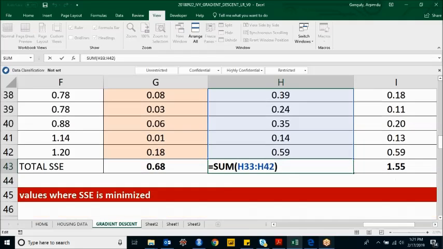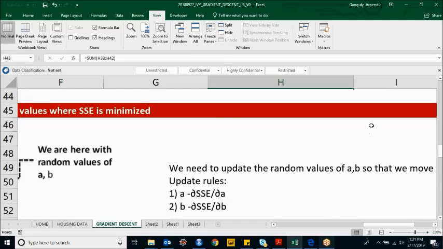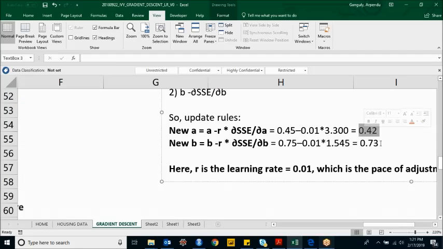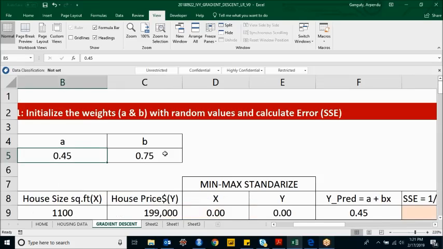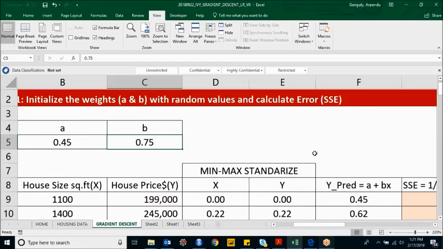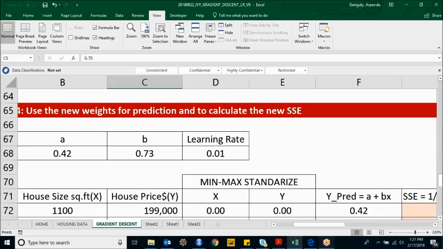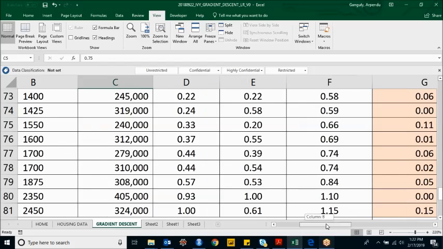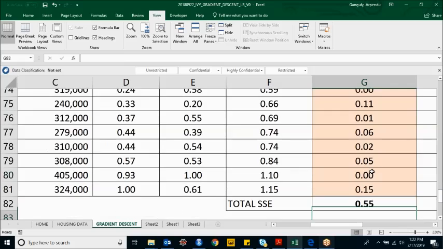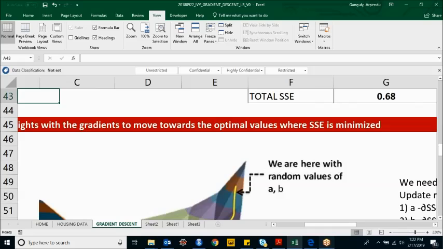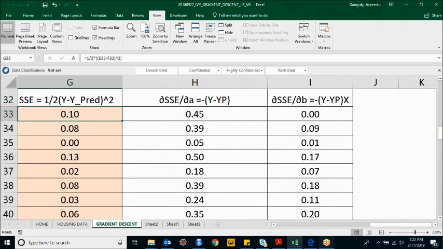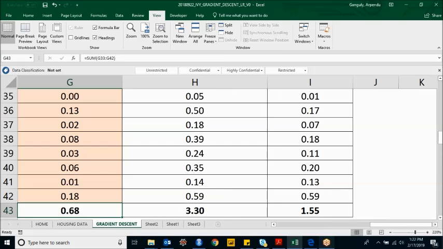And then what will happen? Now my new A is 0.4342, and now my new B is 0.73. What did I start with? I started with 0.45 and 0.75. Now if I see my new SSE, the same formula goes on. My new SSE is 0.5. And what was my original SSE? My original SSE was 0.68. My SSE reduced, which is my sum of square of errors, and that's what the objective is.